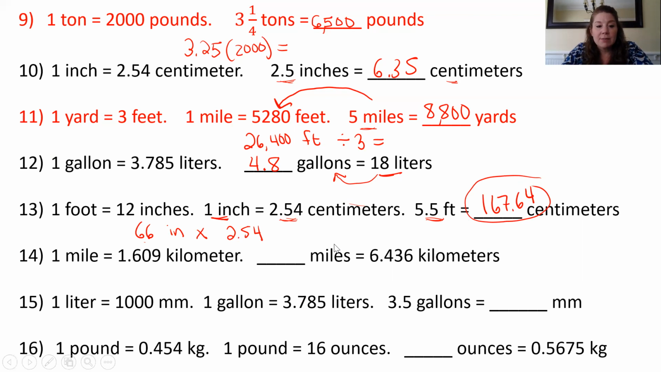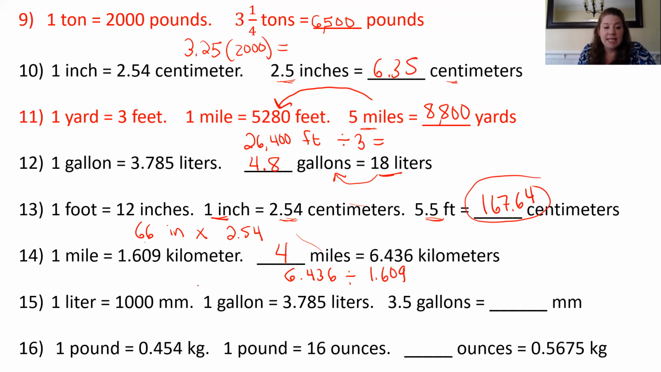All right. Look at number 14. 1 mile equals this many kilometers. What if I have that many kilometers? Well, I have the small measurement. I need to go back to the large measurement. So I'm going to divide. I'm going to take those 6.436 kilometers and divide them by 1.609. Let's see what I get. 6.436 divided by 1.609, and my answer is 4 miles.